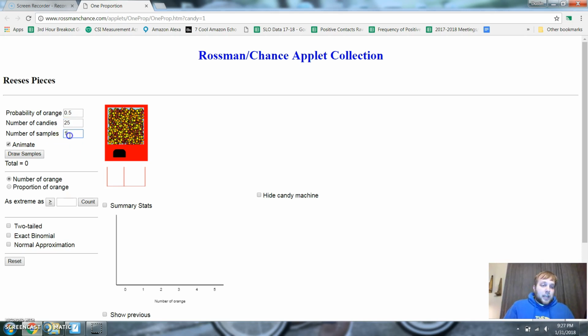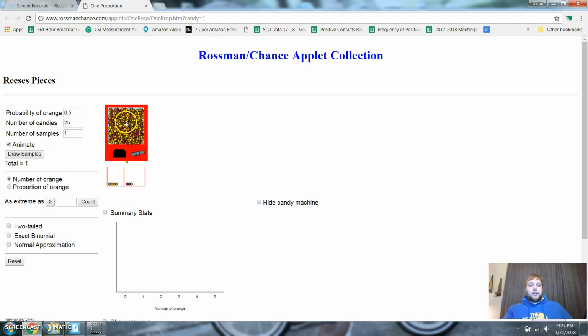So I'm going to take one sample. That means I'm going to open up one bag. And if I do this, so here it is, I'll pull out 25 candies. And out of 25 candies, it says 13 are orange. Well, that's almost 50%. Oh, by the way, let's make sure this is a proportion. Okay, so that's almost 50%. It's about as close to 50% as we can get, right?